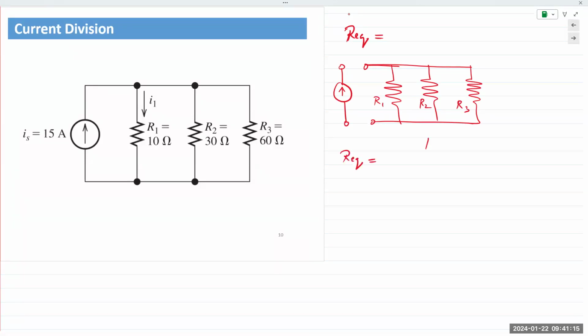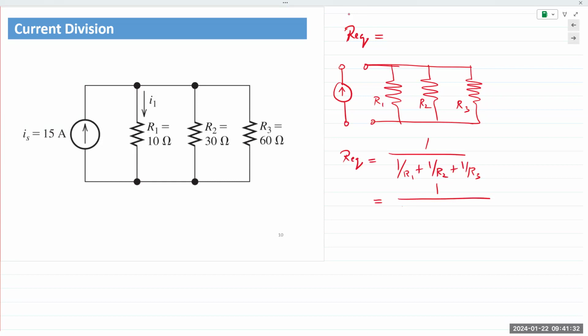REQ is simply the reciprocal of 1 over R1 plus 1 over R2 plus 1 over R3. Someone do this calculation for me, please. Thank you.